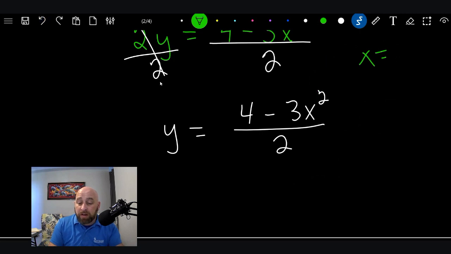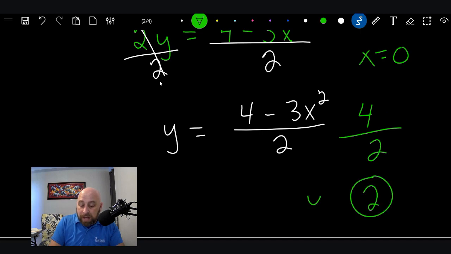If I put a different x in, so that was x equals 1, what about x equals 0? We'll put x equals 0 in. So now I have 4 minus 3 times 0, or 4 minus 0, or 4 over 2. 4 over 2 is 2. Now y equals 2. One solution. Every time I put something in for x, I get one solution out.